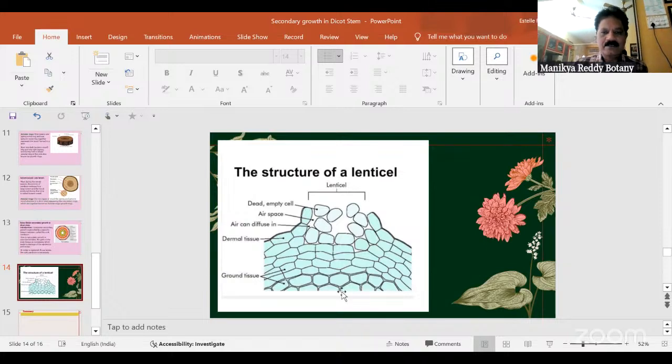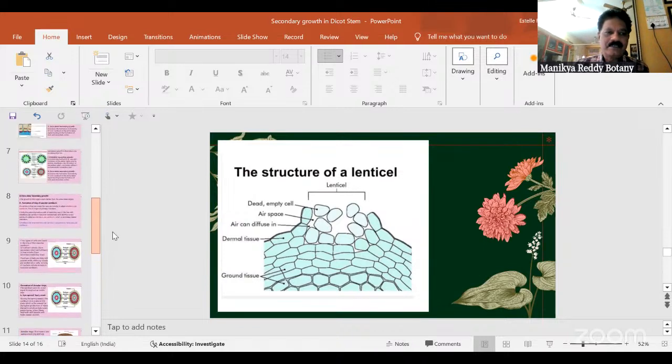So this is about secondary growth in dicot stems. Let me sum up.